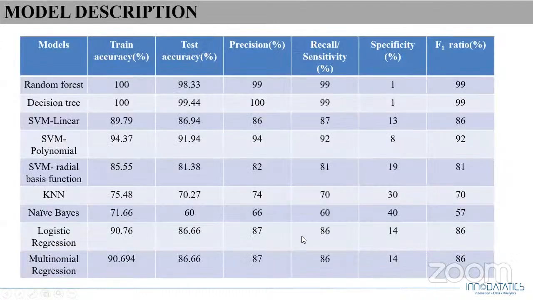This is the description of the models. We have put parameters like test accuracy, train accuracy, precision, recall, specificity, and F1 ratio for each model. We worked on the models, and these parameters are very important when we select the model for deployment. The model which has optimum values is selected for deployment.